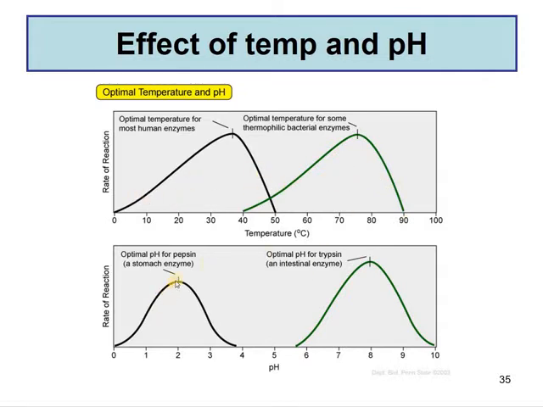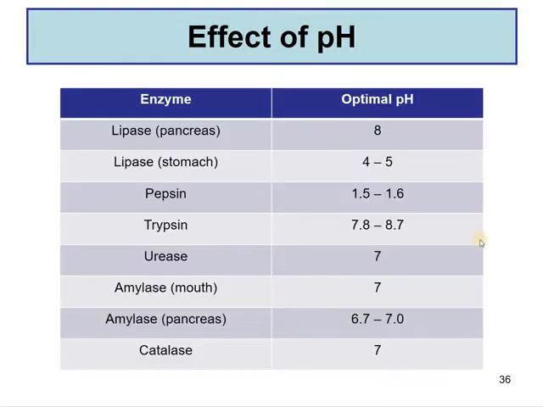And then talking about the pH, look at pepsin, that is a stomach enzyme, versus trypsin, which is an intestinal enzyme. So you can already see that the minimum, optimum, and maximum ranges are different for both, because they are found in different areas. So they have different pH requirements. Okay, so that's just a graph showing that.